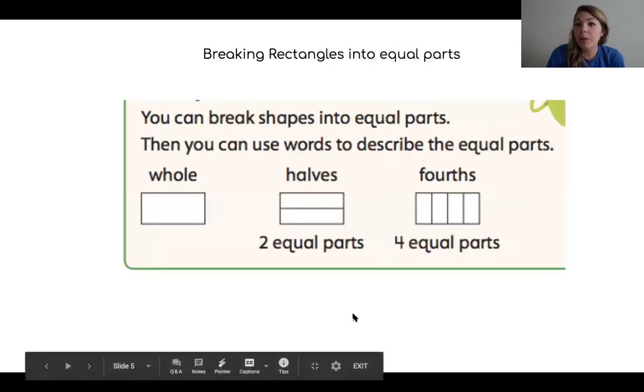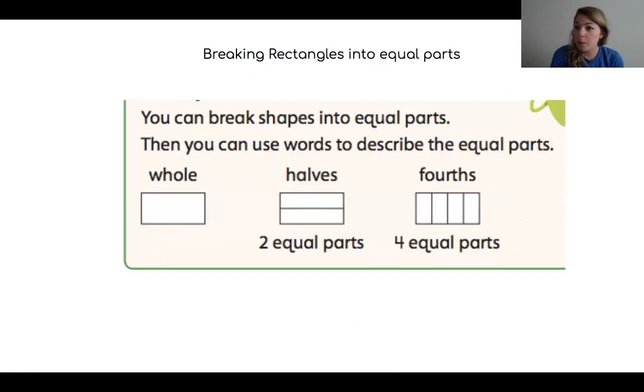And then this is how you can break rectangles into equal parts. So rectangles can be broken into equal parts just like circles and squares. This is a whole rectangle right here. This is a rectangle that has been broken into halves. So it has 2 equal parts, a long skinny at the top and a long skinny at the bottom. Or you could break your rectangle into fourths or quarters and just do your short lines down and breaking that rectangle into 1, 2, 3, 4 equal parts. Okay, so that's how we can break rectangles into equal parts.